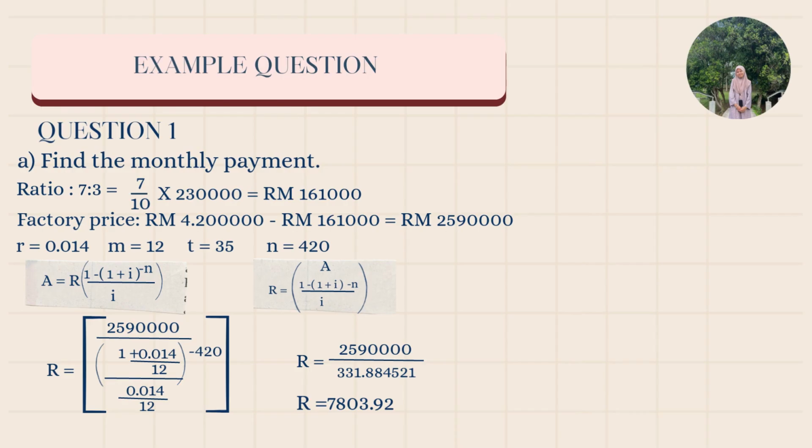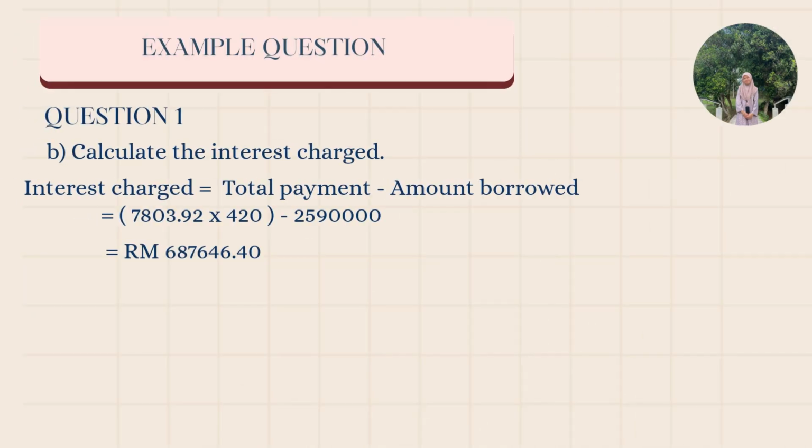Using this formula, substitute the values into the formula. Then the final answer we get is 7,803 ringgit 92 cents. Next, question 1B. Calculate the interest charge. In brackets, 7,803.92 times 420, minus 2,590,000, equals RM687,646.40.